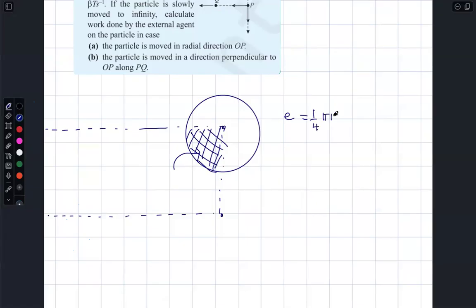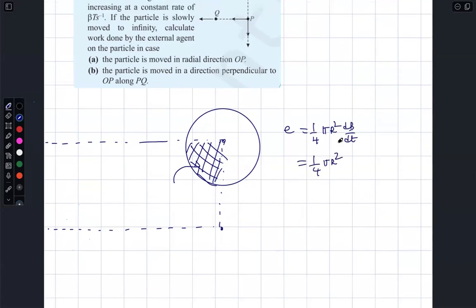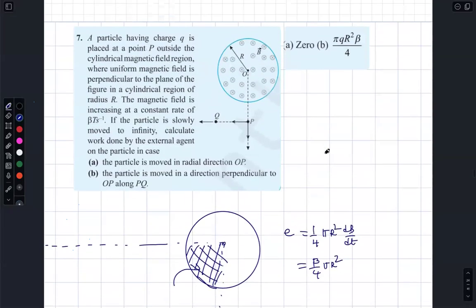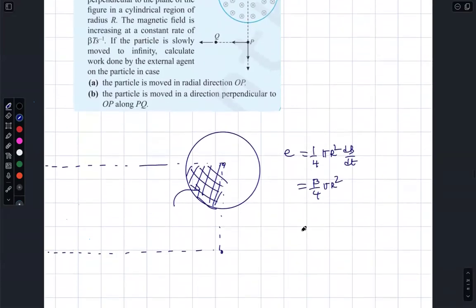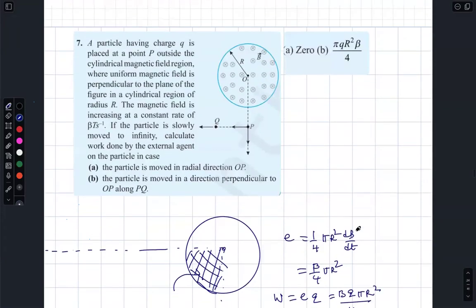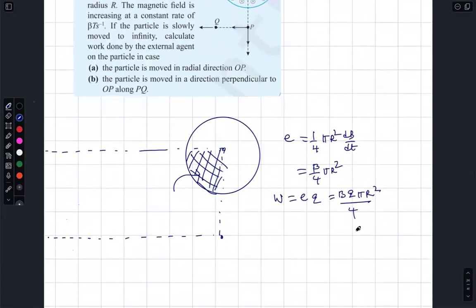1/4 pi r square times dB by dt. So therefore, 1/4 times pi r square dB by dt is beta. So beta by 4 pi r square. Remember, that is EMF. You want work done. This is potential difference. Work done is EQ. So BQ pi r square by 4 is my answer.